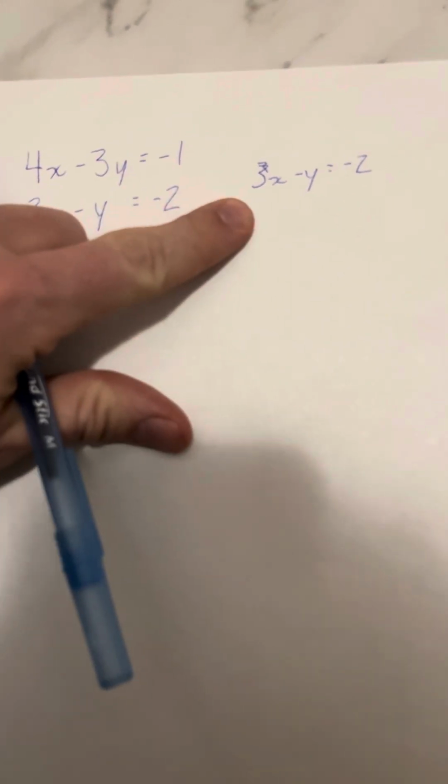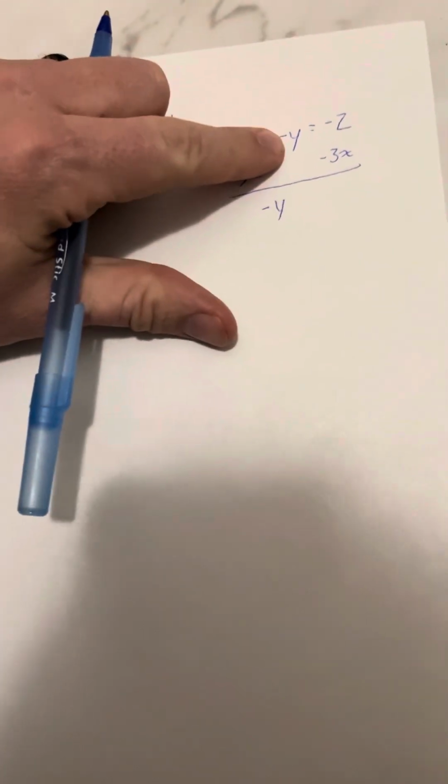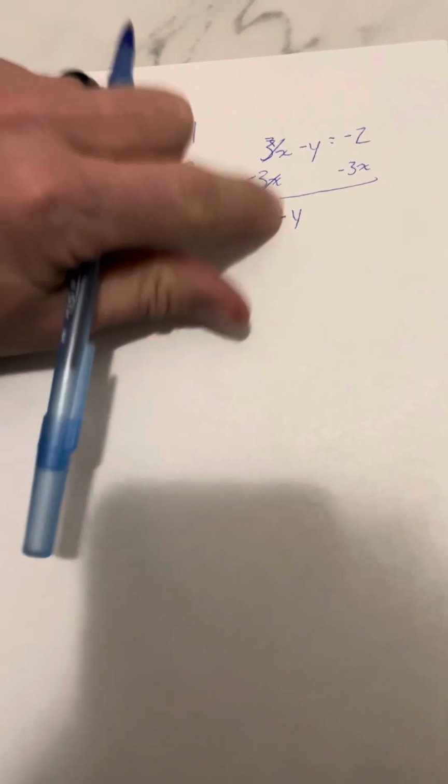3x minus y equals -2. Okay, so now to get this by itself, we're going to start by moving the 3x, and we do that by subtracting it. So subtract 3x from both sides, these will cancel, bring down -y, don't forget this negative sign because that's important, and then equals, and then these can't combine since they're not like terms, so I tend to just put the x first. So I'm going to put -3x and then bring down the -2.